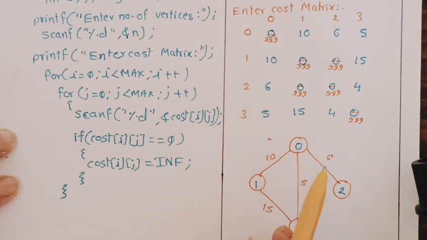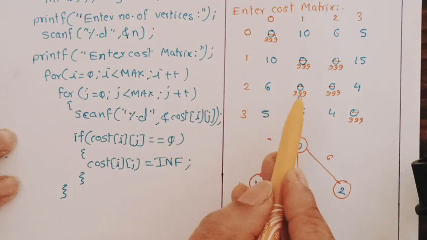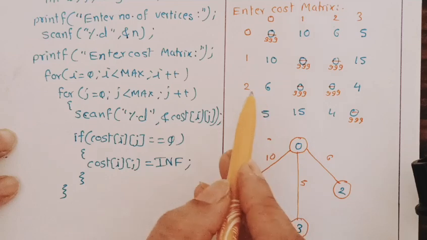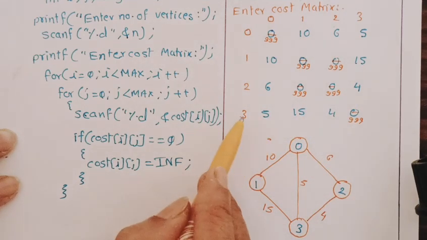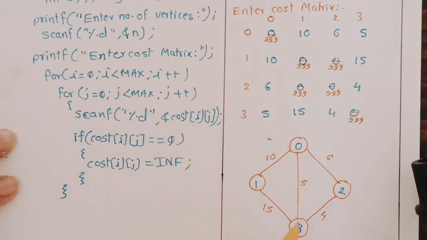Same, 2 to 0, this 6, 2 to 1 no edge, 2 to 2 no edge, 2 to 3, 4. So 2 to 3 is 4 here. Next 3 to 0, 5, 3 to 1, 15 and 3 to 2, 4. Yes, this way you can find out the nodes and edges.